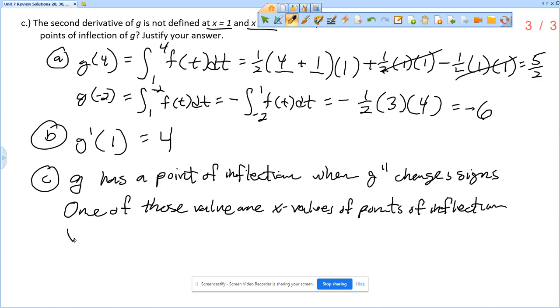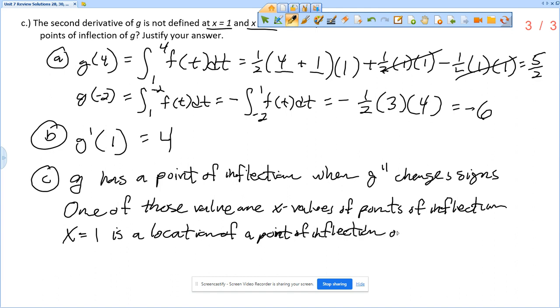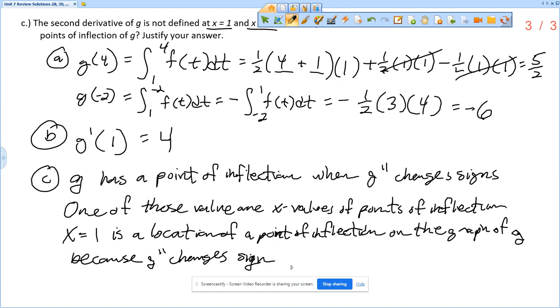Now, specifically, you would say x equals 1 is a location of a point of inflection on the graph of g because g double prime changes signs at x equals 1. All right, so that is part C.